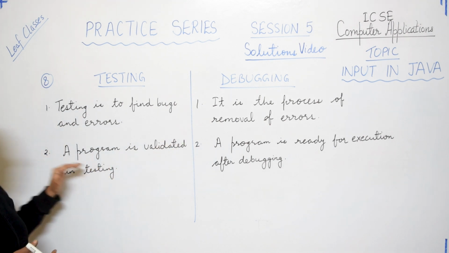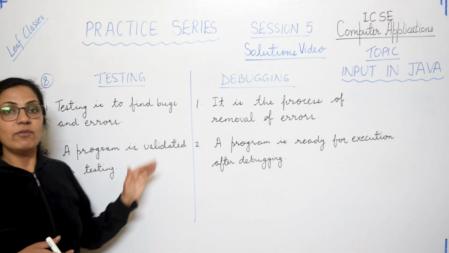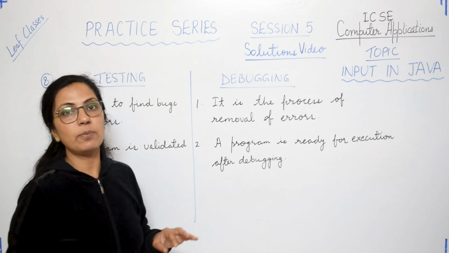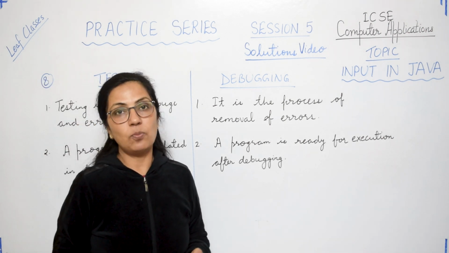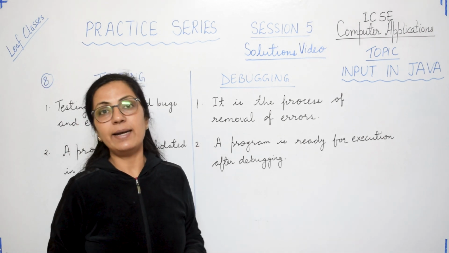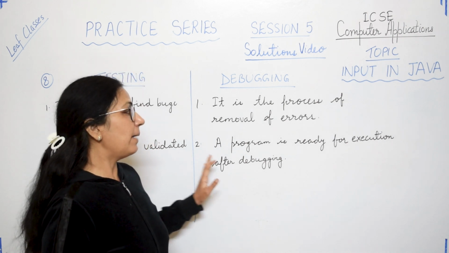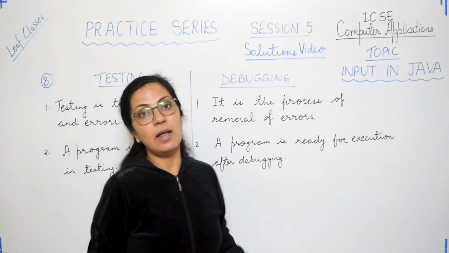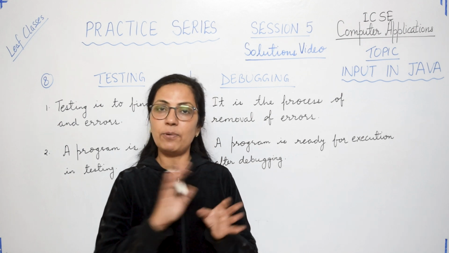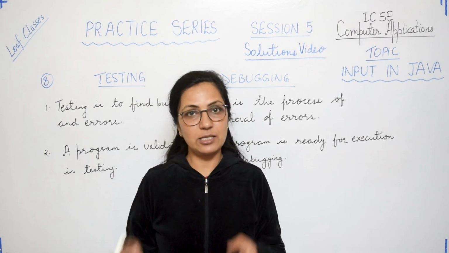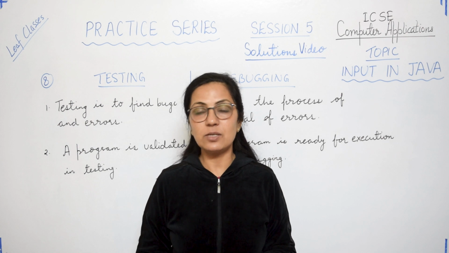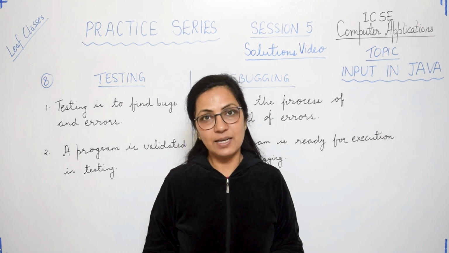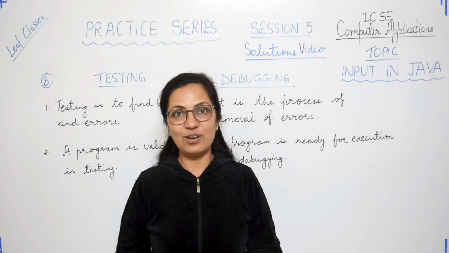And the second is a program is validated in testing, whether all sets of inputs are working properly and giving the correct output or not. So the program validation is done in testing, and the program is ready for execution after debugging. So once the program is error free, you can execute the program, you can implement it wherever the requirement is there. So I hope the difference is clear to all of you.